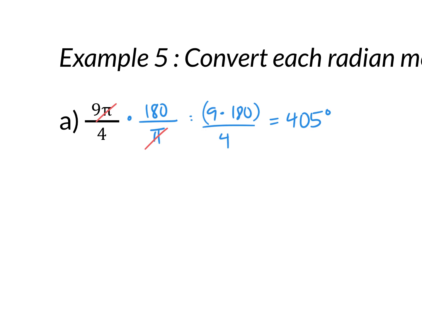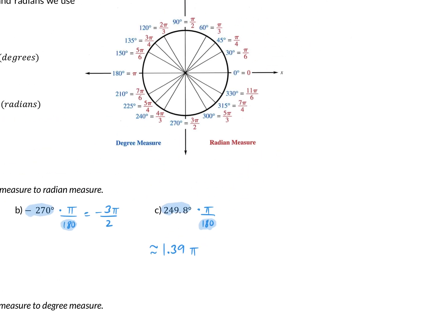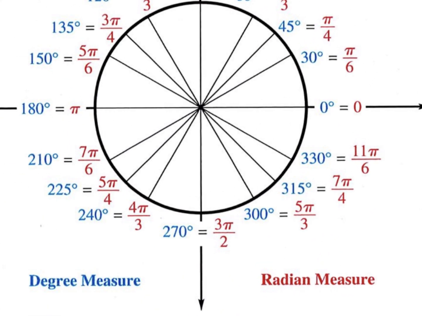Now, just some number sense. This should make sense because 9 pi over 4 is really close to, obviously, 8 pi over 4. Well, what does 8 pi over 4 simplify to? 2 pi. If I go back and look at my circle up here, 2 pi would be where? 360 degrees. Go ahead and write this on here. This is also 2 pi. So it makes sense that 9 pi over 4 is going to be bigger than 360 degrees, okay?